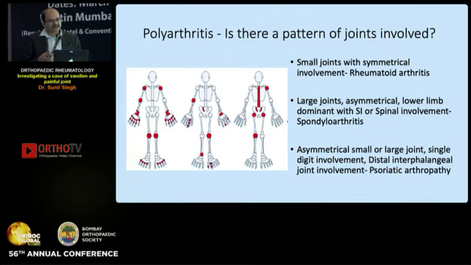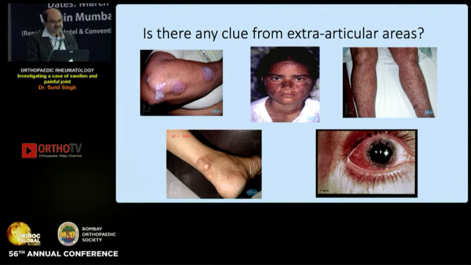If you're looking at a symmetrical small and large joint involvement, we're looking at RA. If you have a spinal involvement, we're looking at spondyloarthritis. And if you're looking at a DIP joint involvement, with an asymmetrical small or large joint, with some spinal involvement or a single digit involvement, we're talking about psoriatic arthritis.